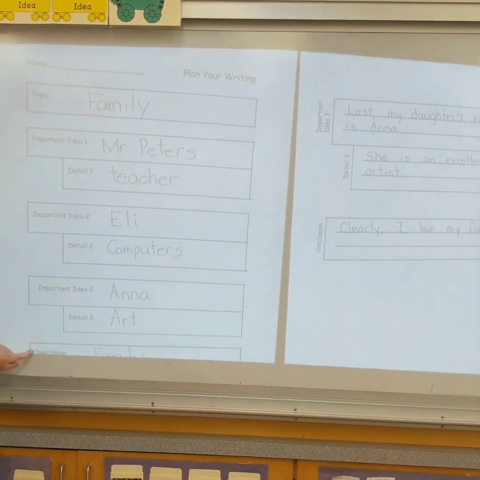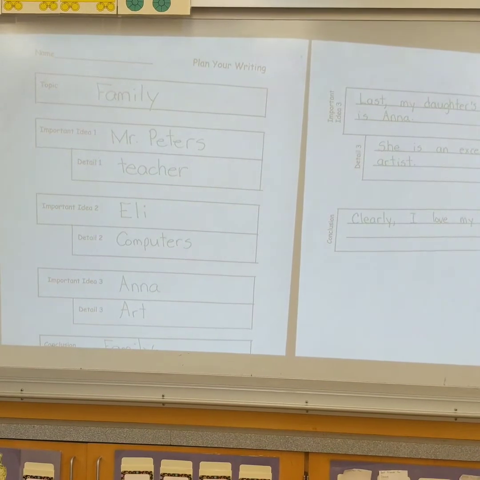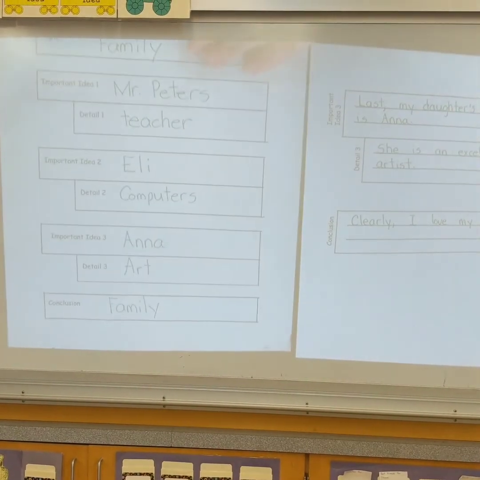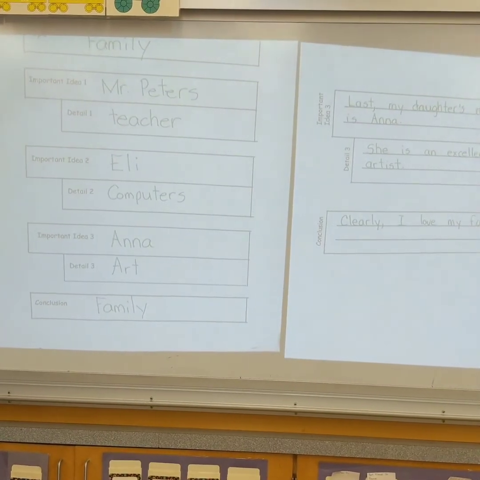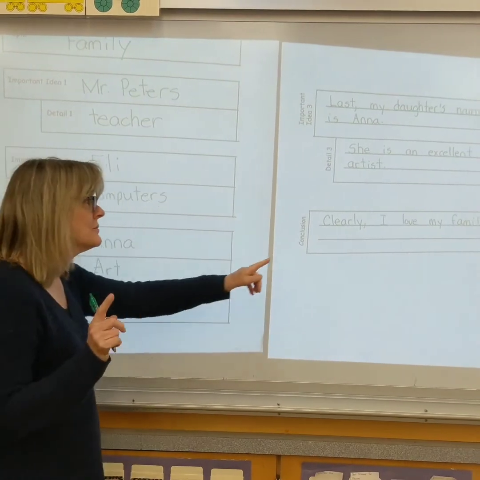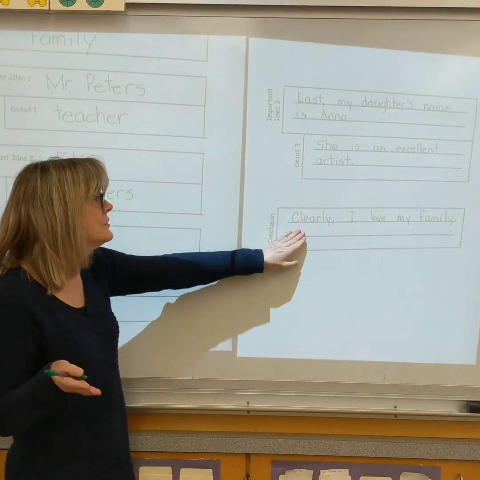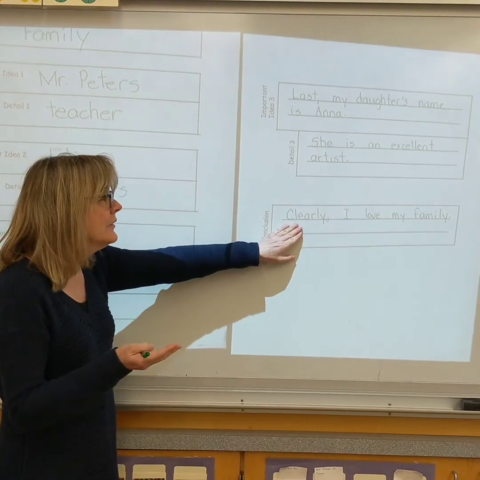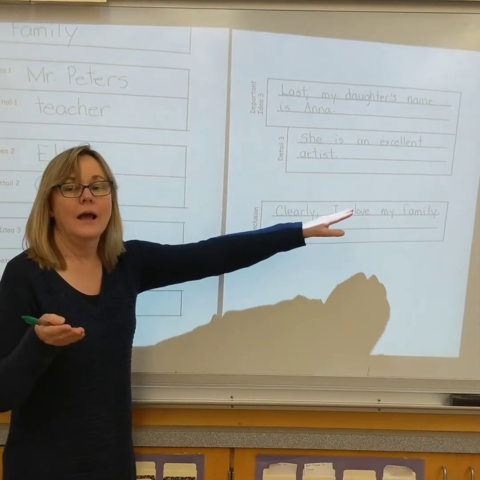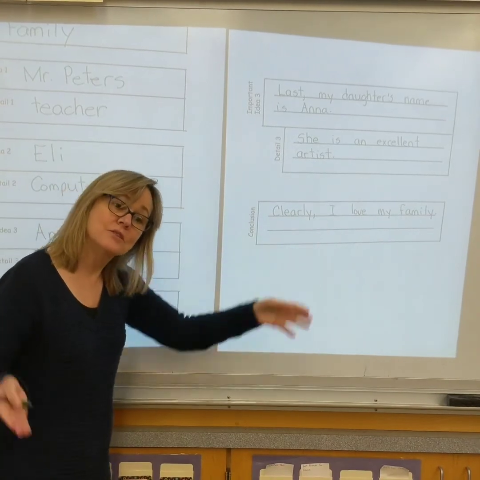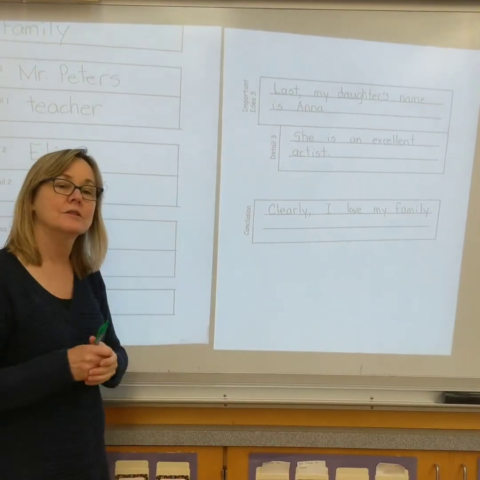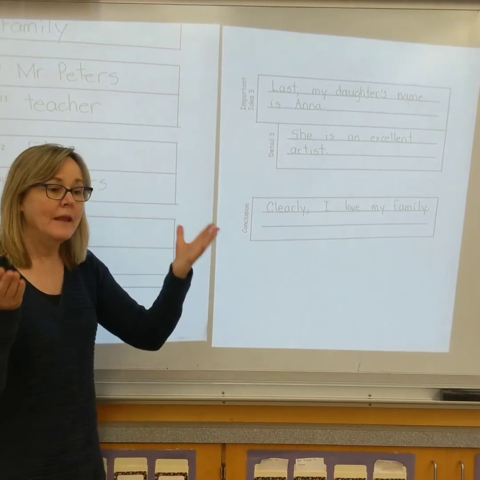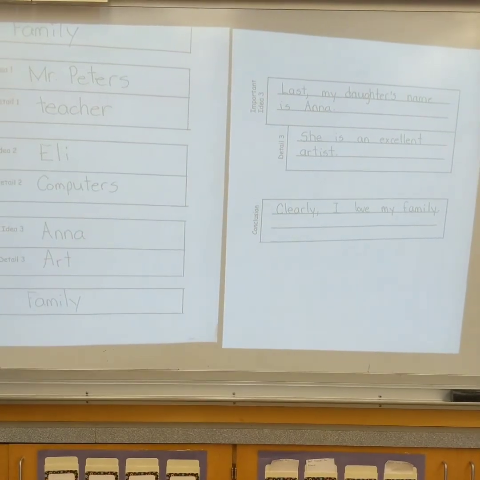Then, moving on, I'm ready to go right to my conclusion. Now remember, with conclusions, we want a transition word there. So I chose the transition word clearly. Clearly, I love my family. So I'm just reminding everyone, hey, I just wrote about my family. And that's all the sentences.